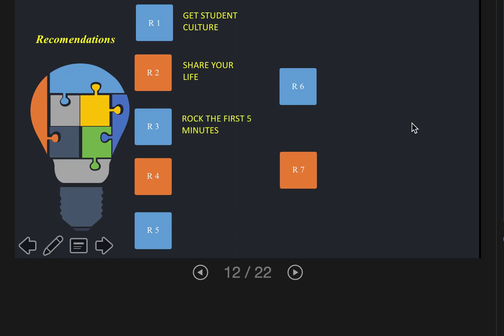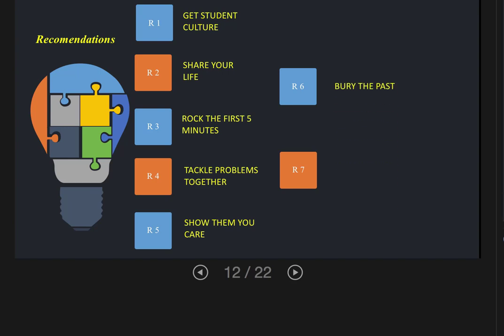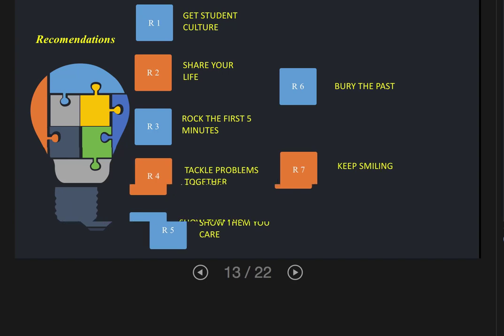Rock the first minute, first 5 minutes. If you give them a nice explanation, introduction about yourself or class, that is the key. Tackle problems together. Don't say, oh, this is the problem, oh, this is the issue. It's not going to help, my friends. You have to talk to them. You have to make them talk and think critically, and then together you can solve the problem. Show them you care about them. Not just, I do care about you. No, show them. Let them feel. Bury the past. You don't need to have any kind of past in your student and faculty relationship.